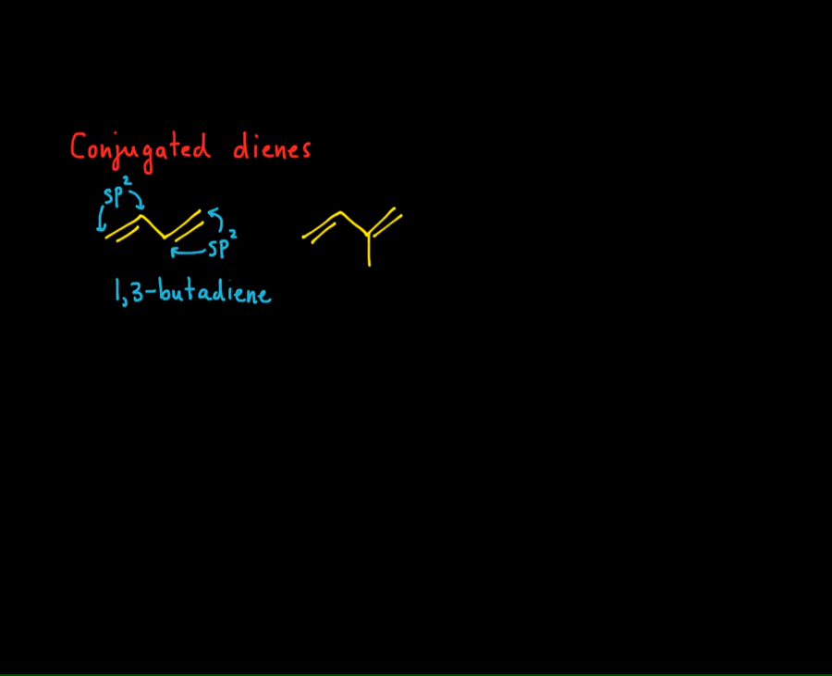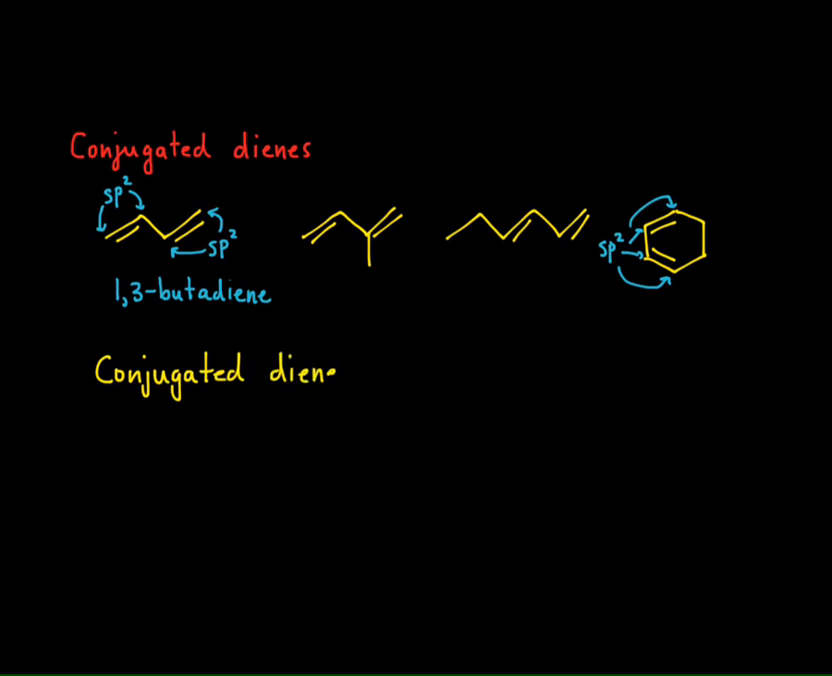A couple of other structures. This is 2-methyl-1,3-butadiene, also conjugated because there is no sp3 carbon separating the double bonds. Here I have 1,3-pentadiene. Again, the two double bonds have no sp3 carbon separating them. And of course, here's a cyclic diene. This is 1,3-cyclohexadiene. And again, between the two double bonds, there are no sp3 carbons. Right, so they're all sp2 hybridized.